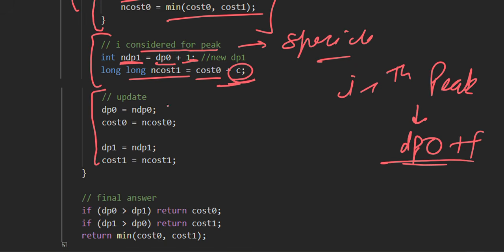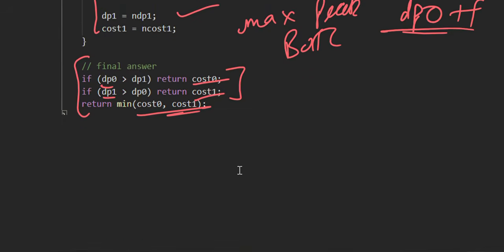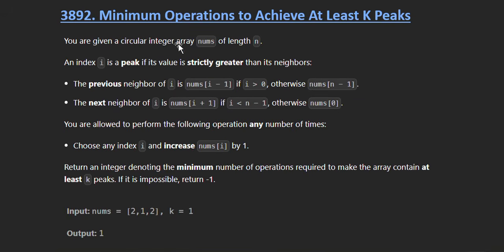Then we update our dp0 and dp1 states, and at the end what we return: first we need the maximum peaks. So we check whether dp0 is greater than dp1, or dp1 is greater than dp0, and using that we return the cost. But if both are equal, then we return the minimum cost of the two, right? I hope I was able to explain the three questions properly.